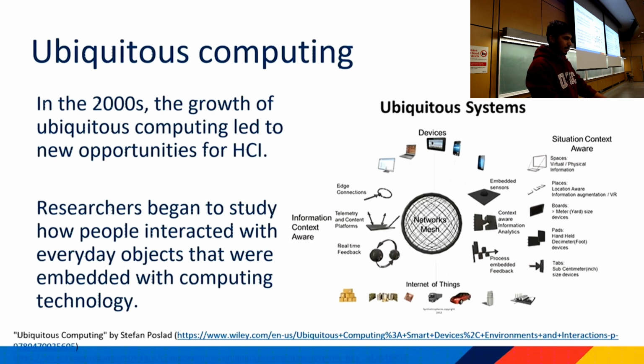We can see here a diagram, and this is a network mesh in the middle, and this one is connected with IoT and all the other devices. On the top and on the left you can see all the context-aware information. So ubiquitous computing gives more and broader opportunity to researchers, who are looking at a bigger picture of how they can connect all the devices, all the daily things people are interacting with.